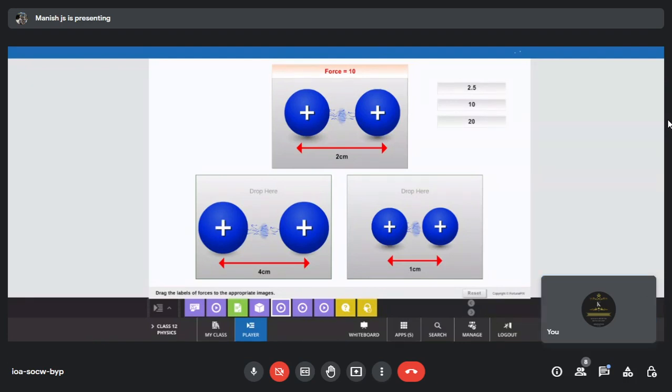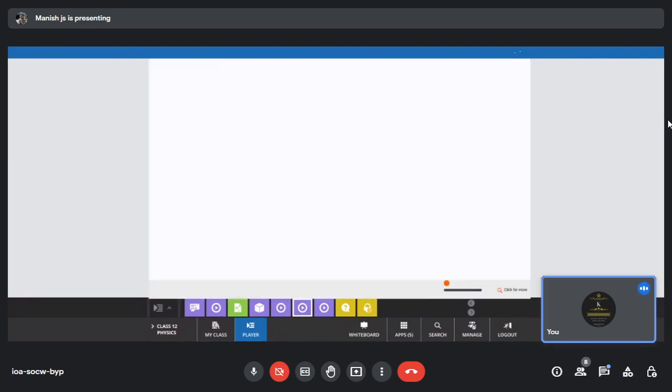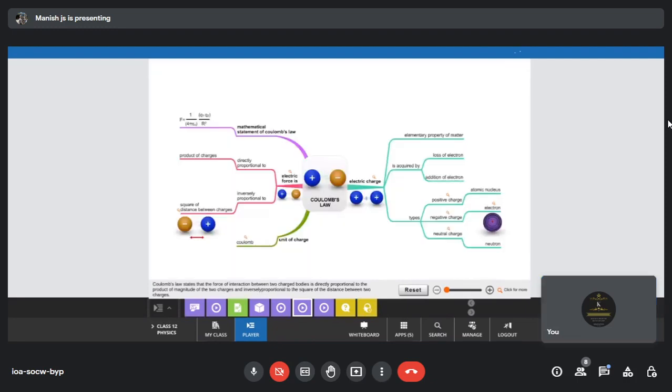Force will decrease, isn't it? Because you're going apart. It's inversely proportional to the square of the distance between them. So in the 4 centimeter case, it is going to decrease. In the 1 centimeter case, it is going to increase. Okay, so that is basically the idea. We need to know that only. So now we move on to the next module.